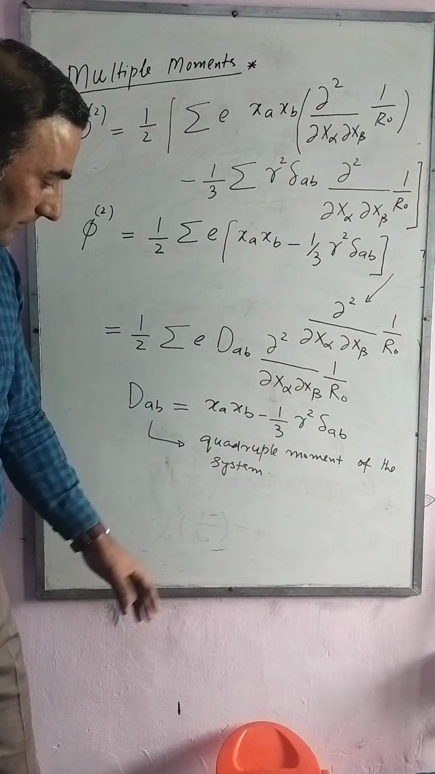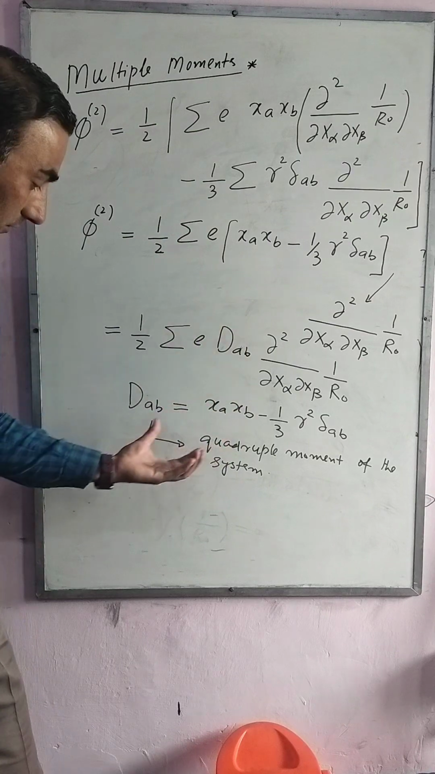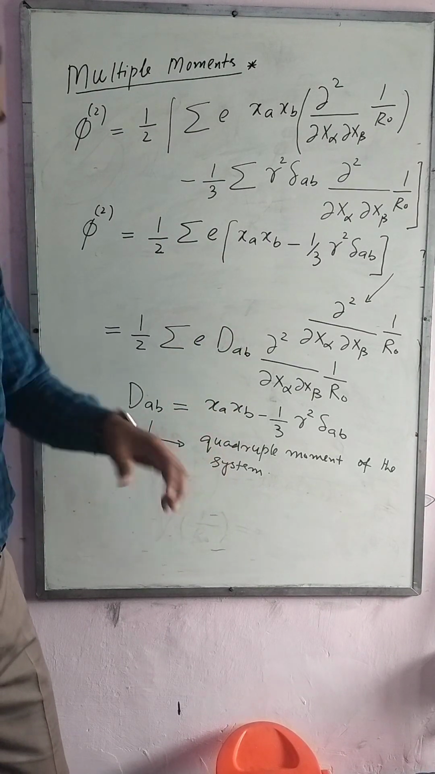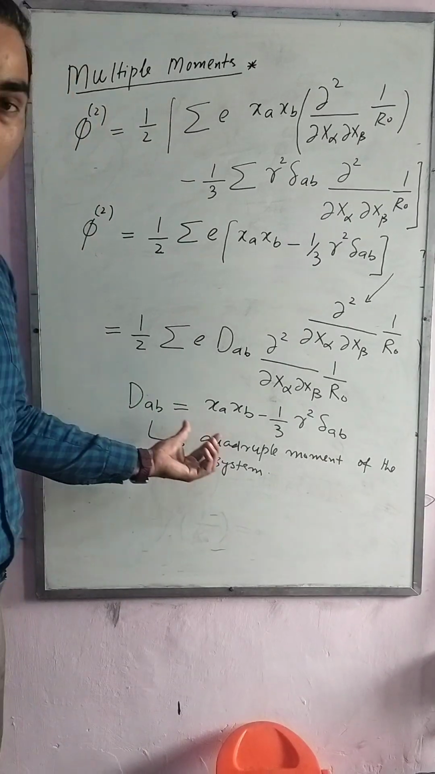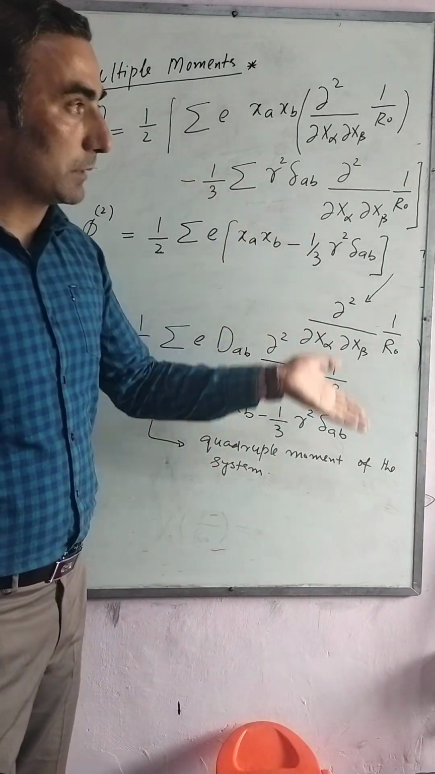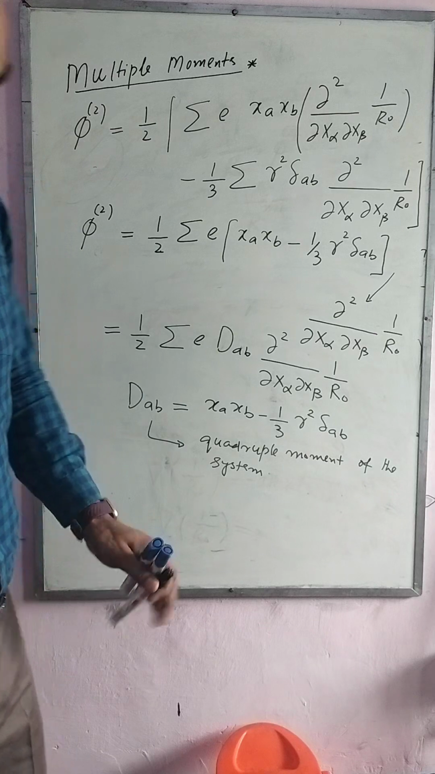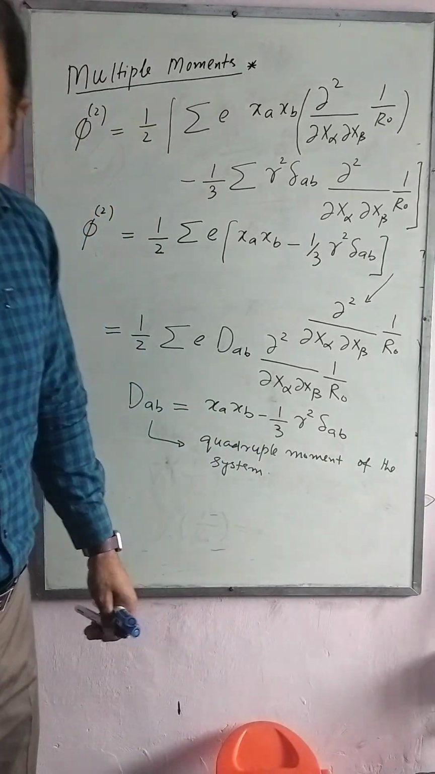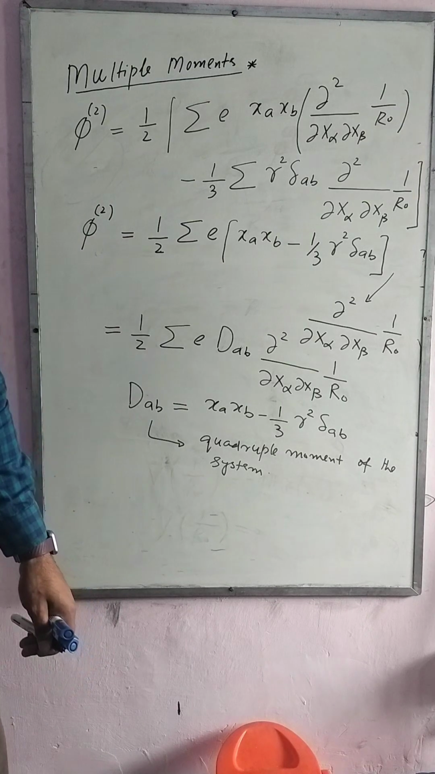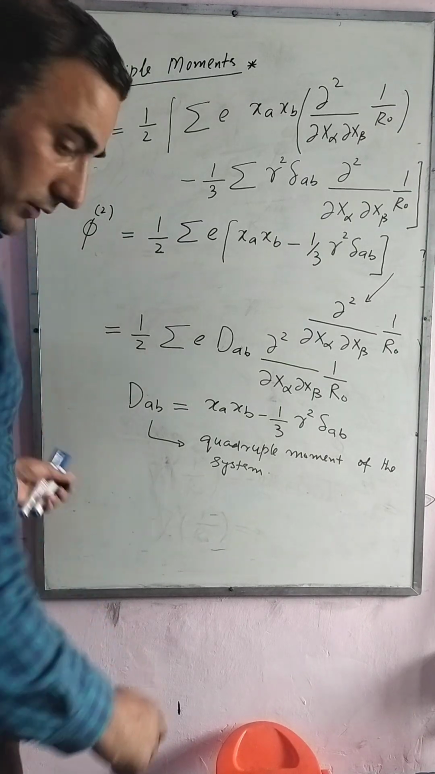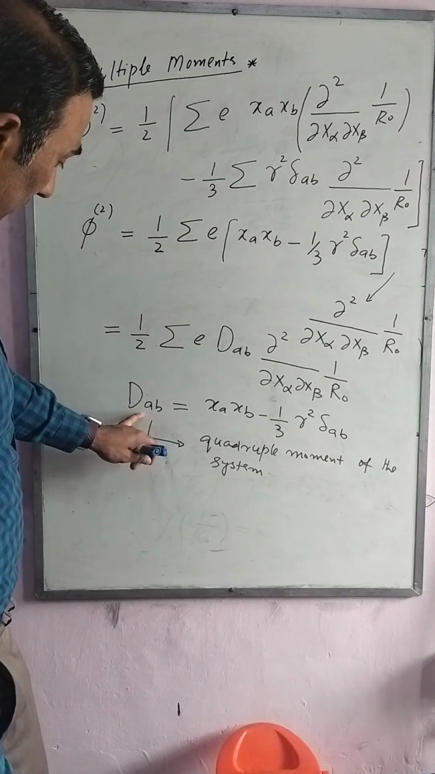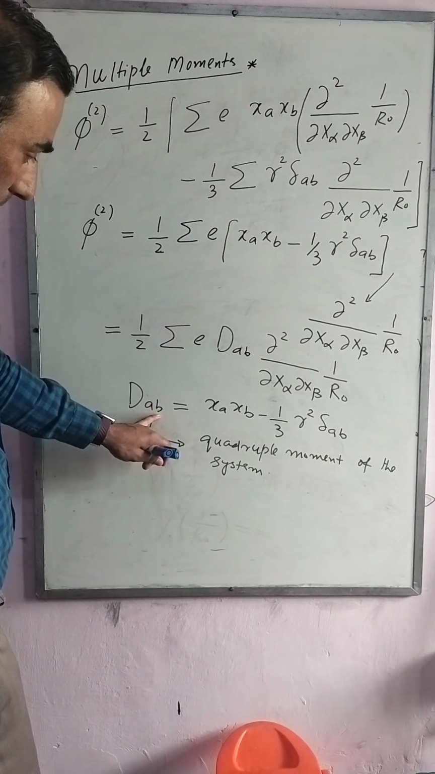It has 9 components, and we can prove that the diagonal elements of this tensor will be equal to 0. We can prove that, right? So that means if A equals B, the diagonal elements will be 0, right? This term is coming from the quadrupole moment of the system, right? So if you want to calculate now, if you put A equal to B here, right?